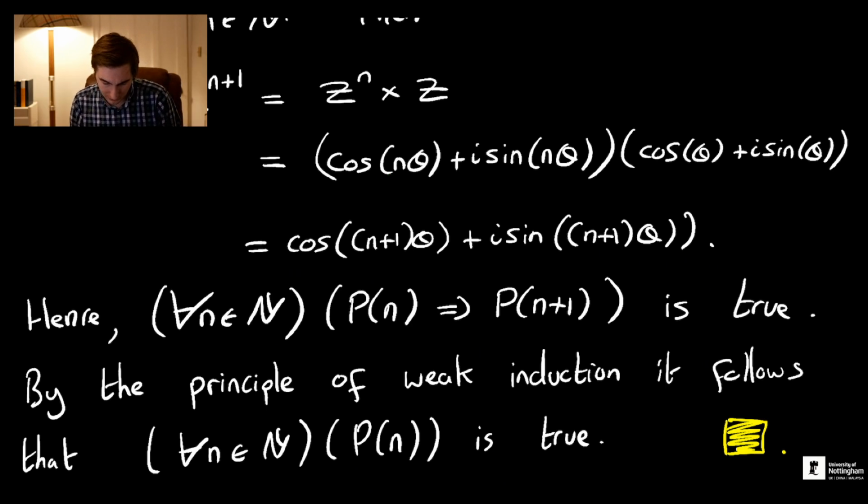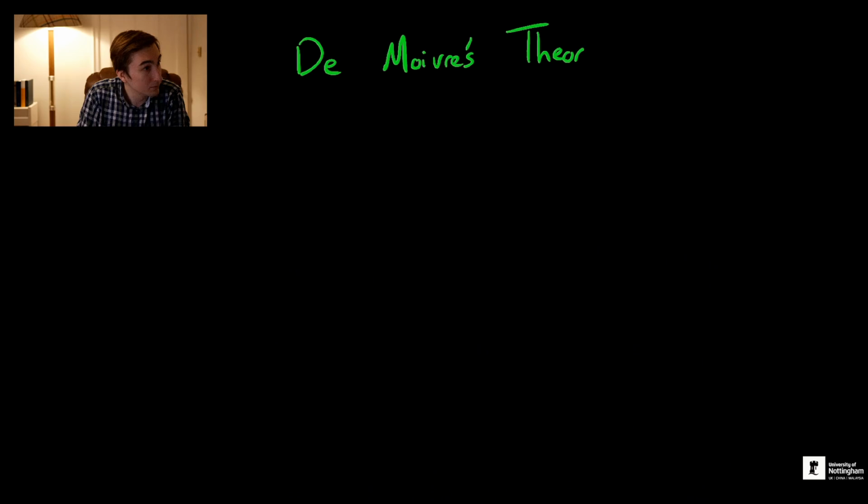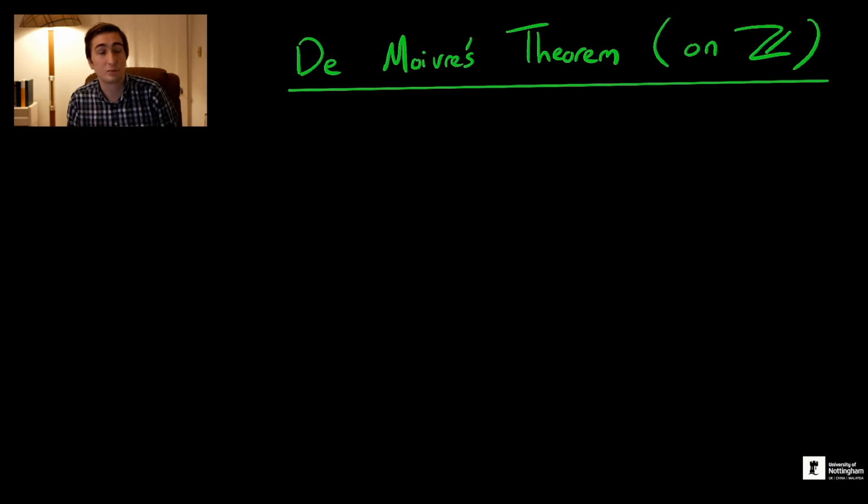So let's write that down as our theorem. So this is still De Moivre's Theorem, we're going to call this. So we'll write this as De Moivre's theorem. And then we'll just make a little note here. This is for the whole integers because it's different to the previous one. The other one was just for the naturals.